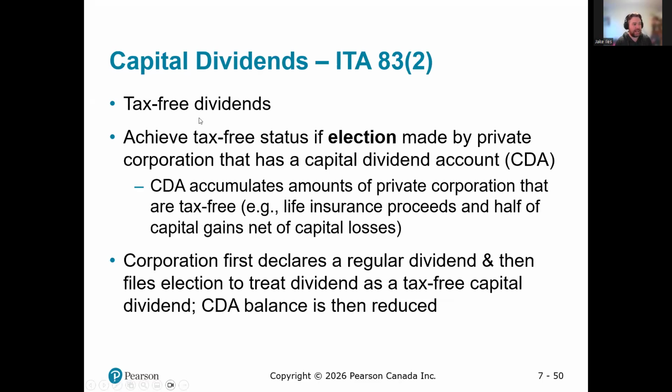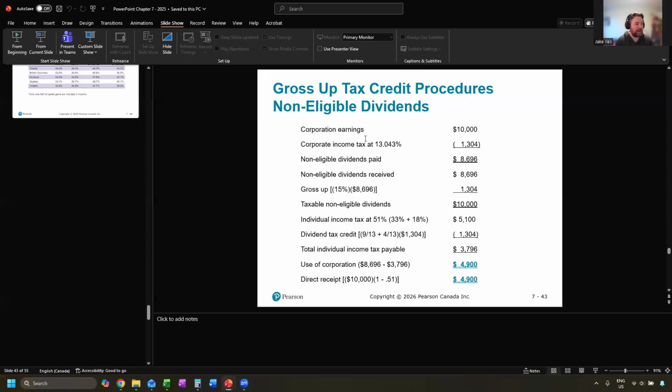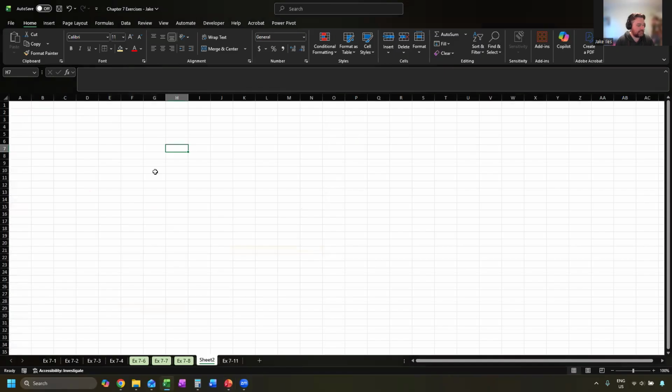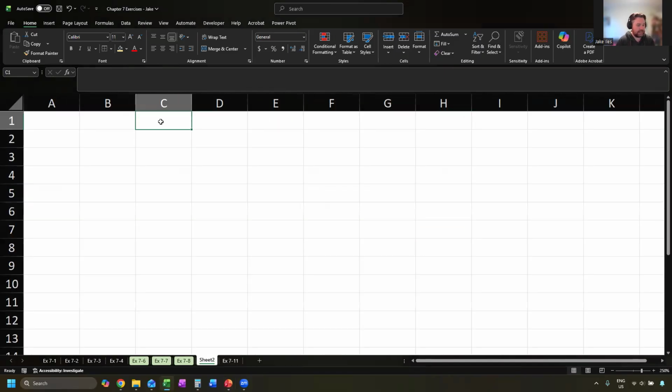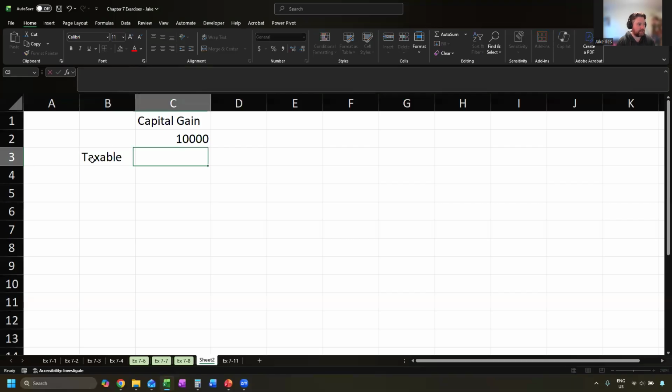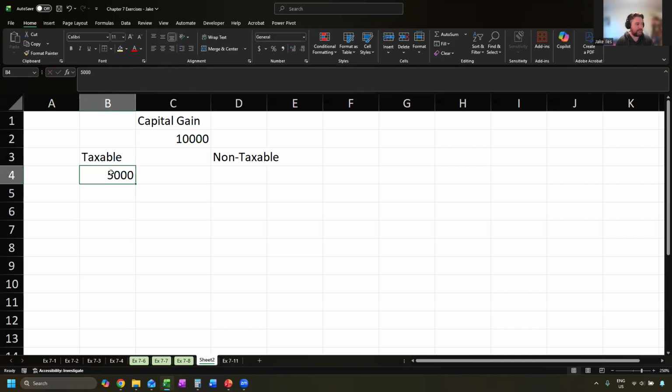Capital dividends are tax-free dividends. They come from companies that had a capital gain. So let's say the company had a capital gain of $10,000. Capital gains are only included in income at 50%. So half of it is taxable, half of it is non-taxable. So $10,000, the half that's taxable is $5,000. Because it's taxable, the corporation pays taxes.